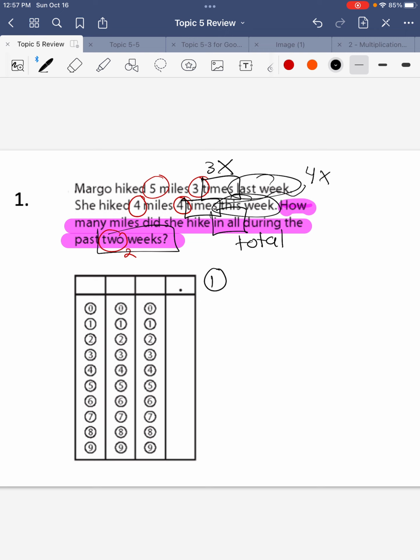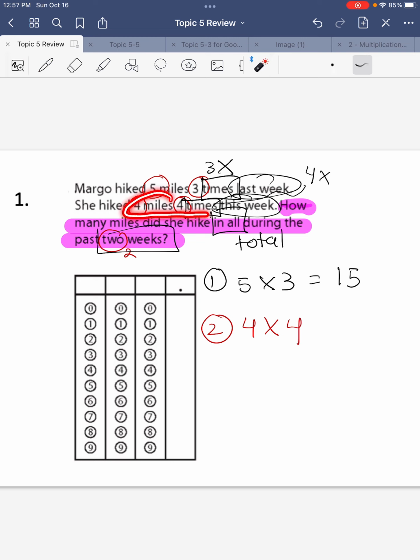My first step is I'm going to do 5 times 3, because 5 miles 3 times. And when I multiply, I get 15. My second step is I'm going to do 4 times 4, because it says 4 miles 4 times. 4 times 4 is 16.